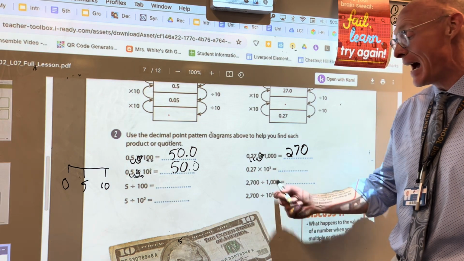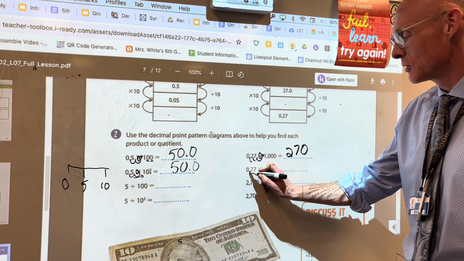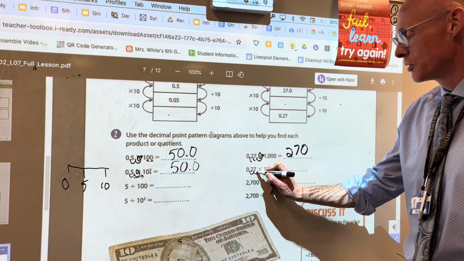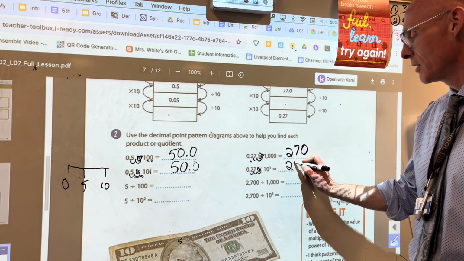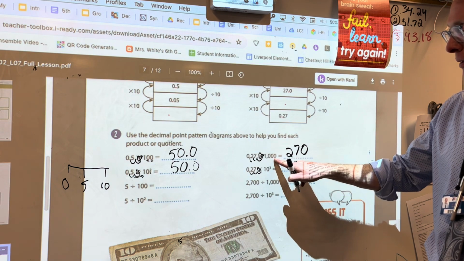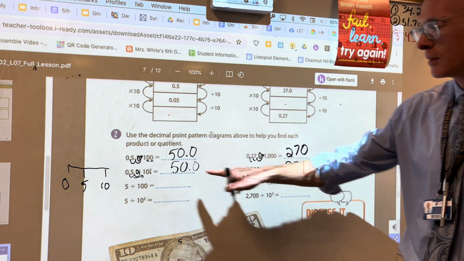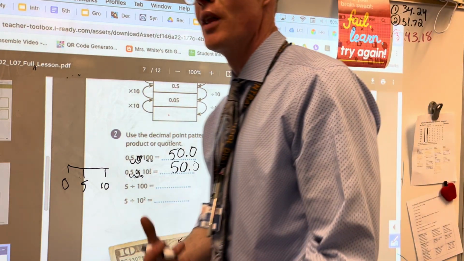27 hundredths times 10 to the third power? 3 times. 1, 2, 3. Fill it in. 270. Same thing. 3 zeros, 3. 2 zeros, 2.